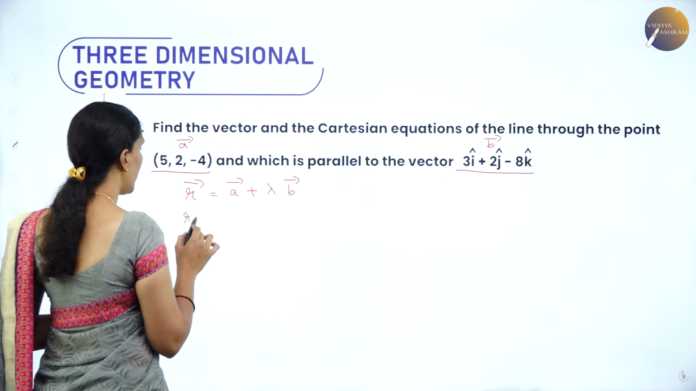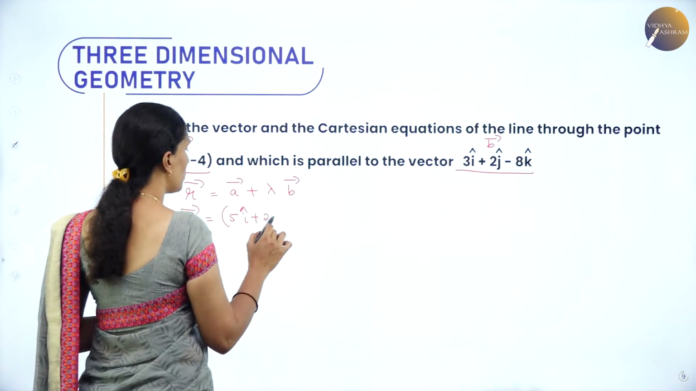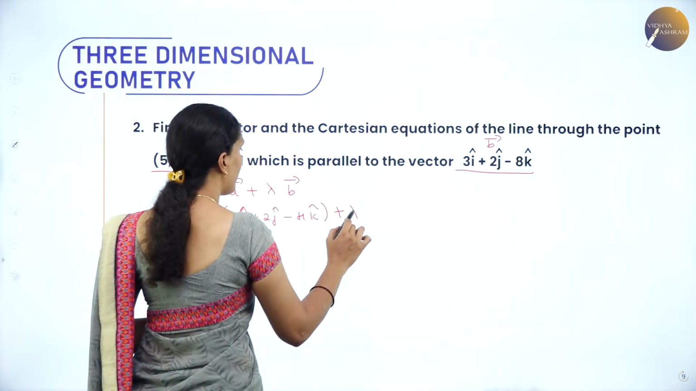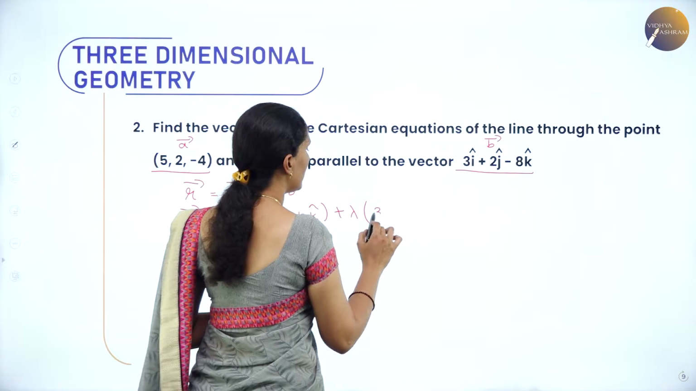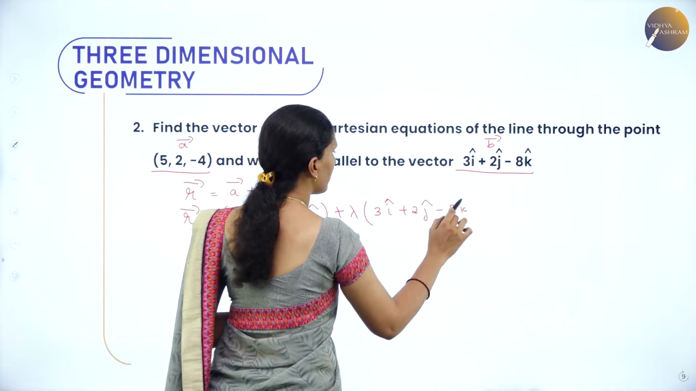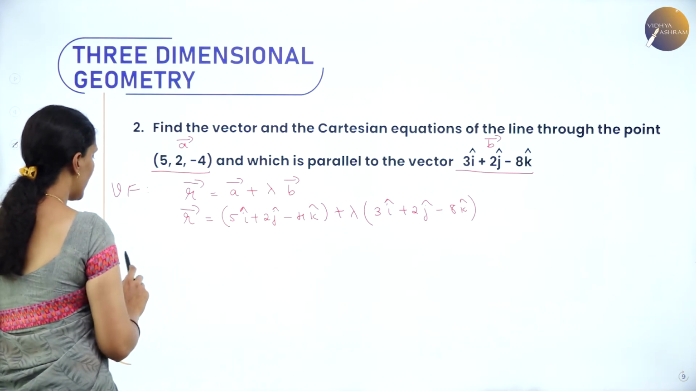Just write its components. So vector R is equal to 5i plus 2j minus 4k plus lambda into vector B, which is 3i plus 2j minus 8k. So this is our vector form. Next we will write the Cartesian form.